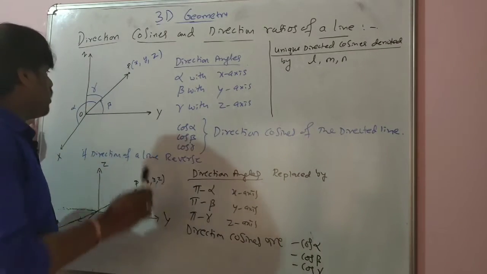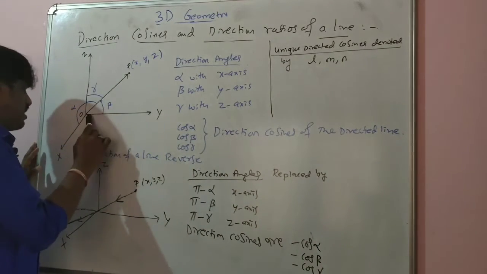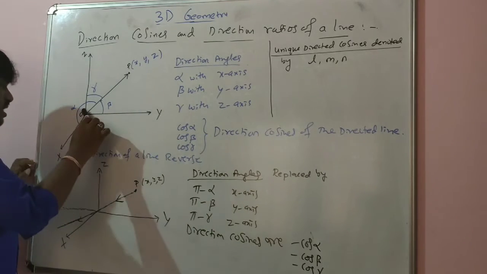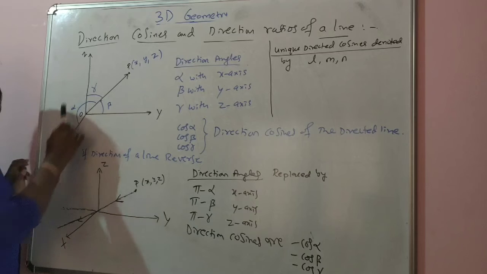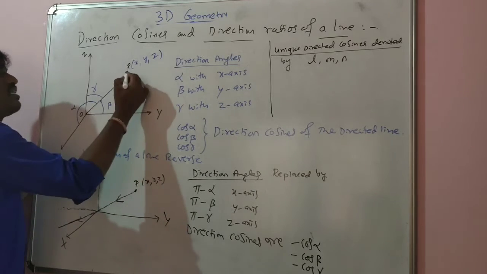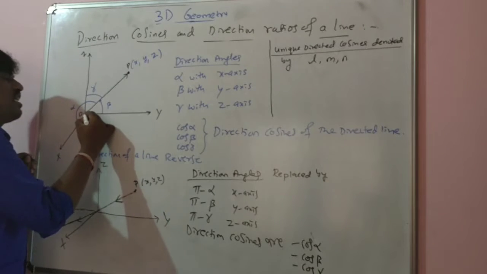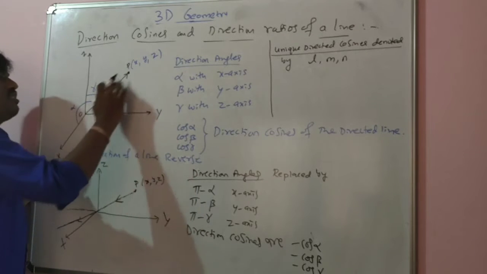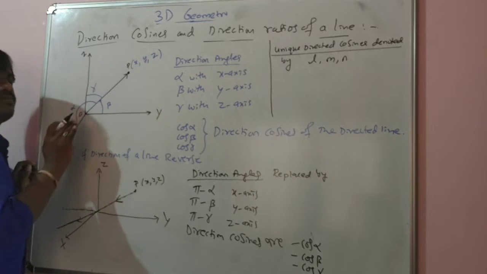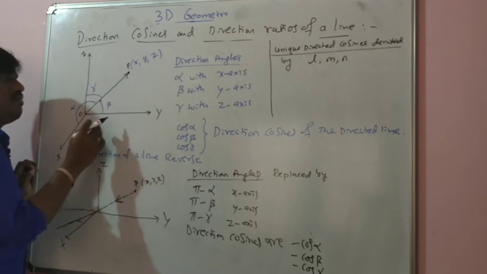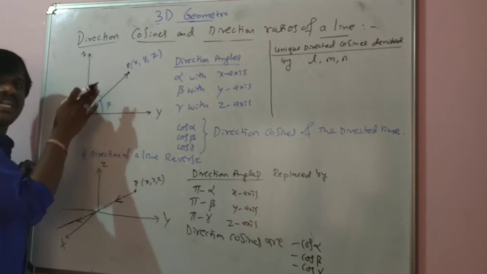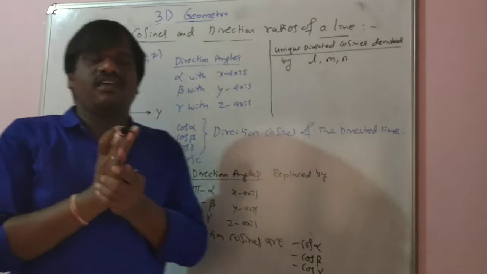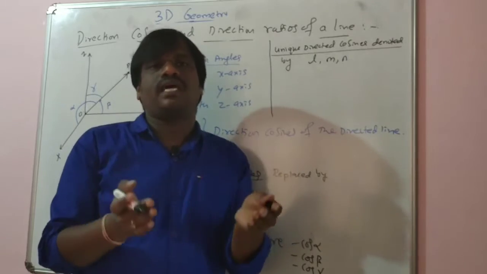Here you have the x-axis, y-axis and z-axis. If I take a line OP, this is called the OP vector. If I take a vector in space, that is P(x, y, z), this line means a vector. Actually in space, if you are saying a line, that is known as a vector.